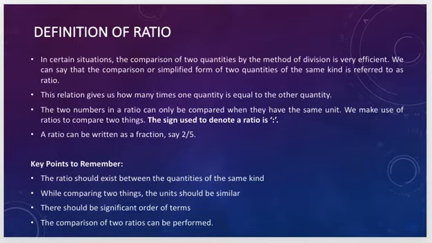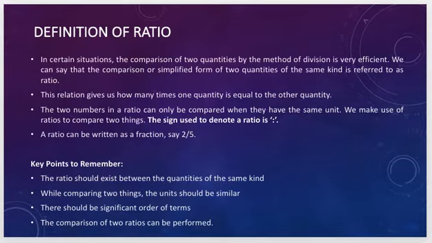Then we will be talking of the definition of ratio. Now, in certain situations, the comparison of two quantities by the method of division is very efficient. We can say that comparison or simplified form of two quantities of the same kind is referred to as ratio. Now, very important one thing over here is that the two quantities should be of the same kind. That is, if you're putting up in a fraction, if you're putting up the lengths, they should be lengths only. The numerator and the denominator should be length only.